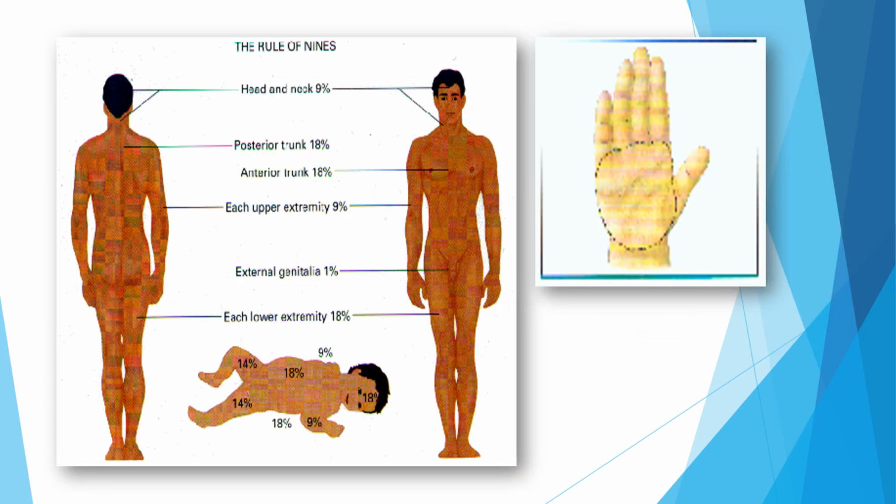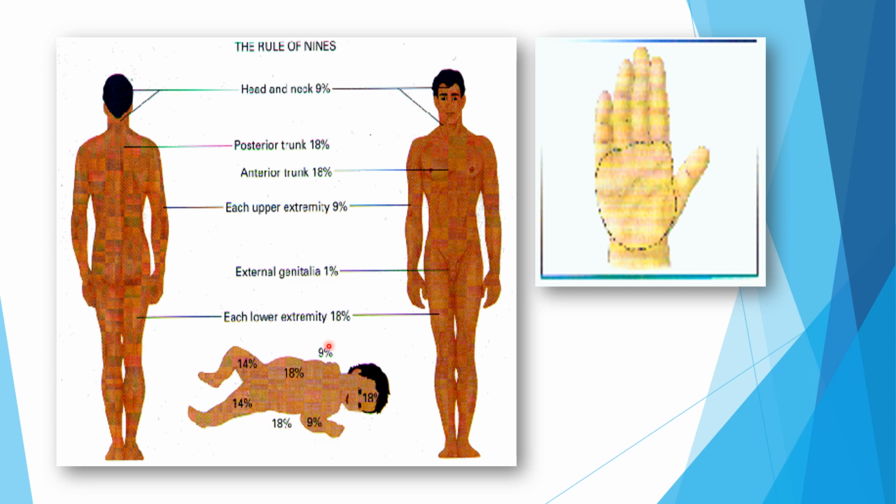Here we have the rule of 9. Head and neck, we have 9% burned. Then posterior trunk, 18%. Anterior trunk, 18%. Each upper extremity, 9%. Genitals, 1%. Then each lower extremity, we have 18%.